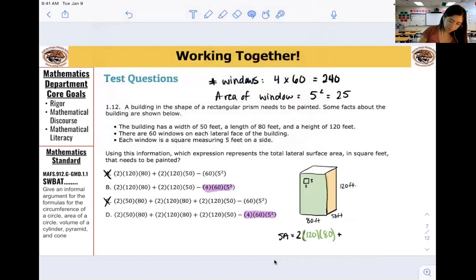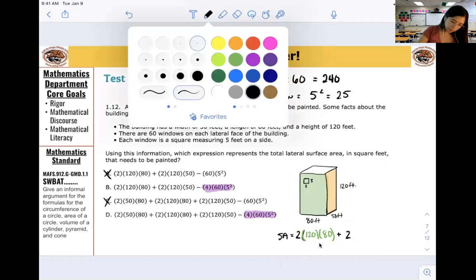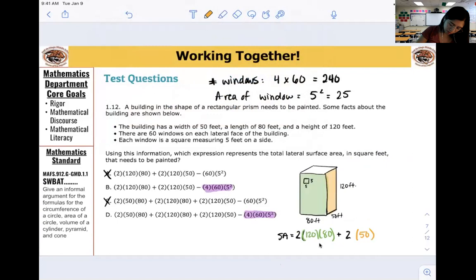I'm gonna move this down here. 50 times 120, good, but we have 2 of those. So 2 times 50 times 120 and 2 times 120 times 80. So 2 of these front and back, 2 of these side and side. We're not including the top or the bottom. So let's take a look. 2 times 120 times 80, 2 times 120 times 50. There it is. It's answer choice B.